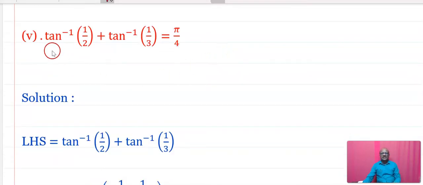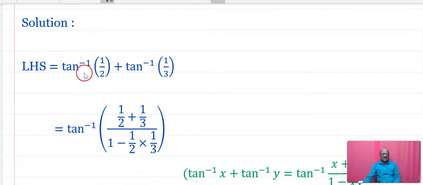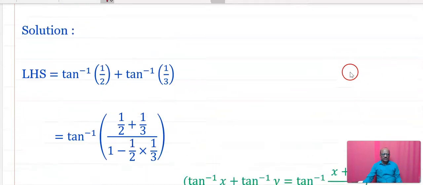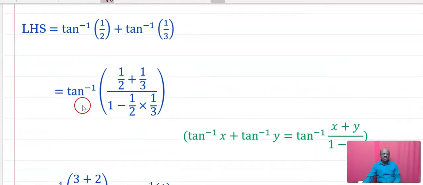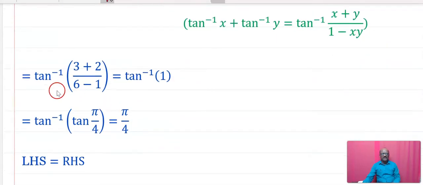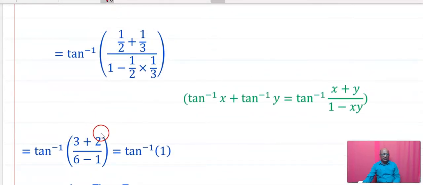Next is tan inverse of 1 upon 2 plus tan inverse of 1 by 3 is pi by 4. Again consider the LHS, by using the formula. What is that formula? Tan inverse of x plus tan inverse of y is equal to tan inverse of x plus y upon 1 minus x into y. By that formula, here you will have tan inverse of 1 upon 2 plus 1 by 3 upon 1 minus 1 upon 2 into 1 by 3. And if we simplify it, then you will get tan inverse of 3 plus 2 upon 6 over 3 by 2 minus 1.